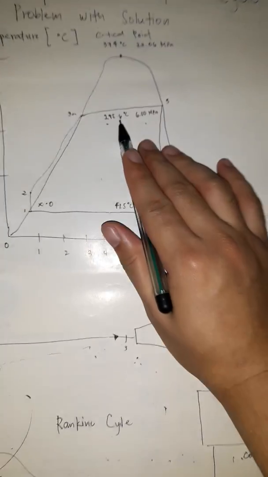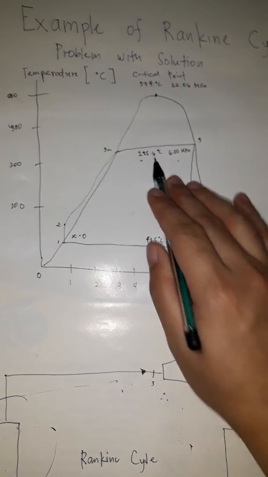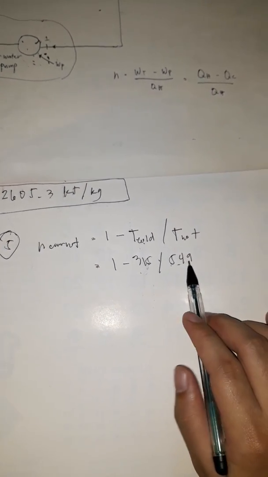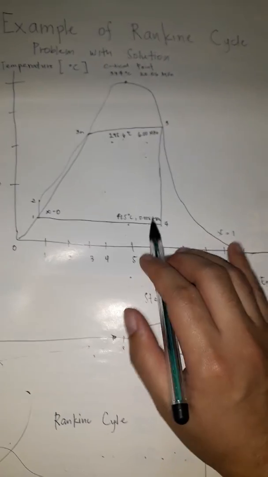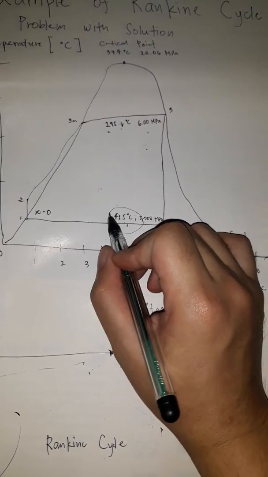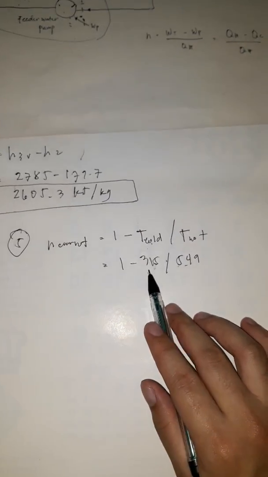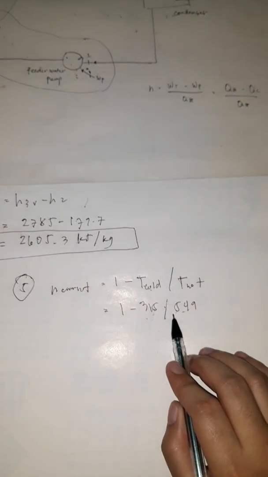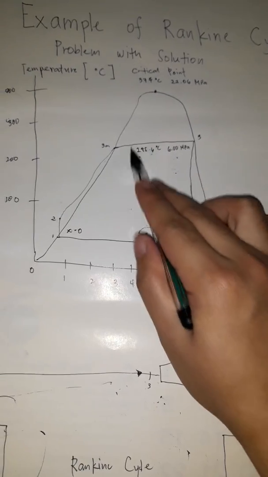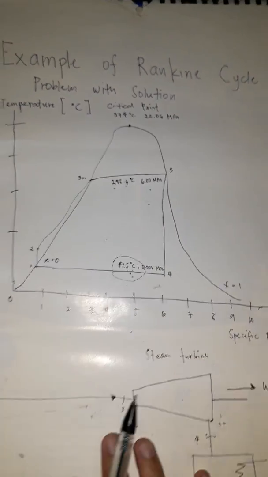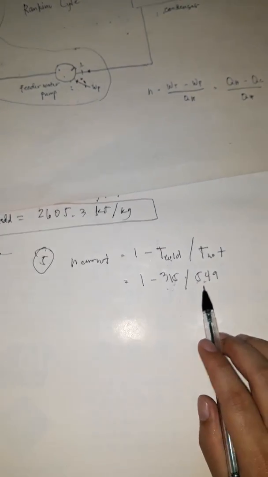We convert this into Kelvin. Sorry for that, we're converting this Celsius to Kelvin, which is 315, and the temperature hot, which is 275.6 Celsius. Convert this into Kelvin, which is 549.